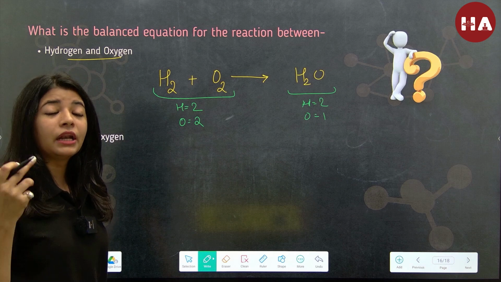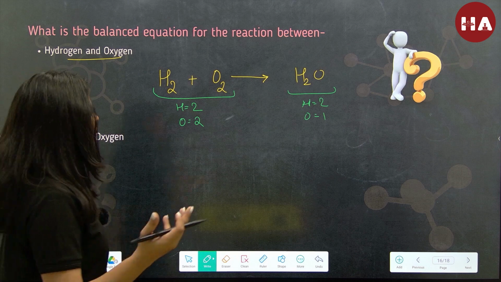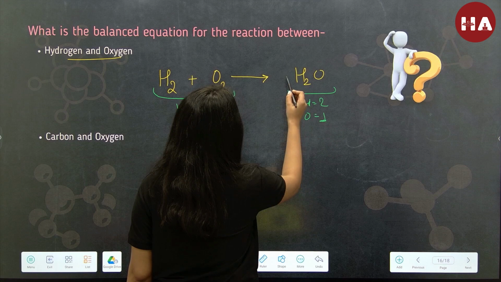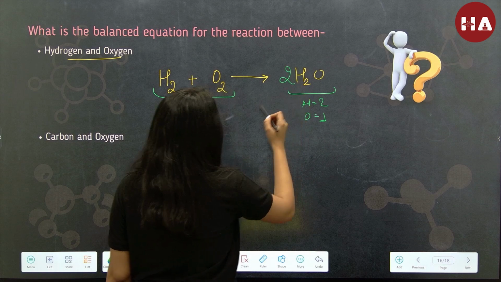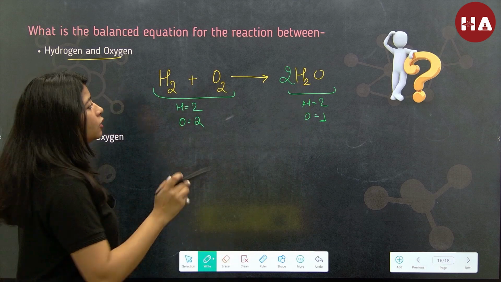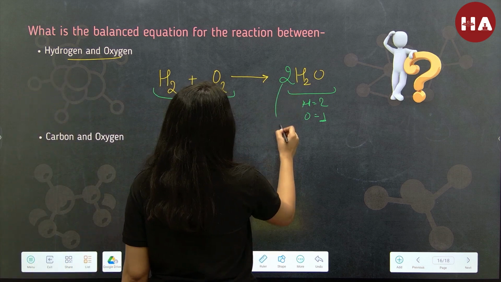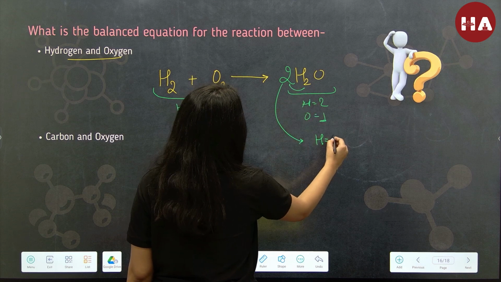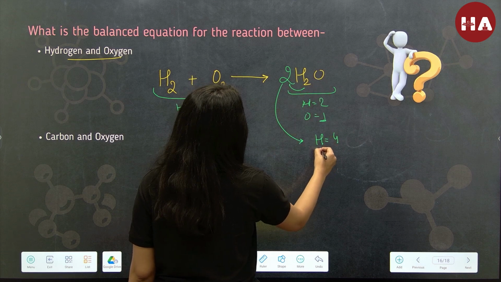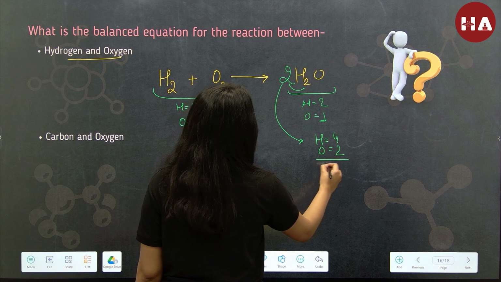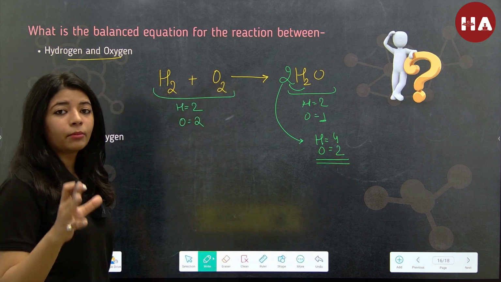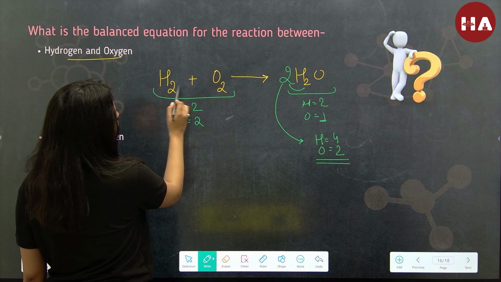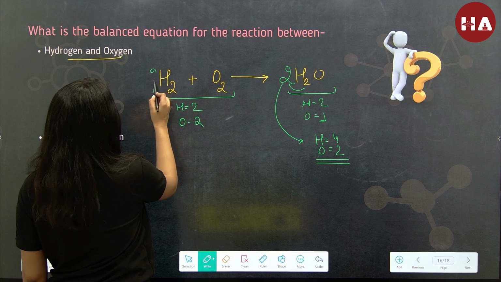So what do I do? Now I need to balance this reaction. So how do I balance this reaction? To bring this oxygen to 2, what do I do? I add a number over here. I will add a number over here, 2. Now after adding this 2, I can say that the number of hydrogen has now become 2 times 2, which is 4, and the number of oxygen has become 2, right? So this is your present state of the number of hydrogen and oxygen. Now let's check here. How many hydrogen were there initially? 2, and oxygen 2. Let's put a 2 over here.